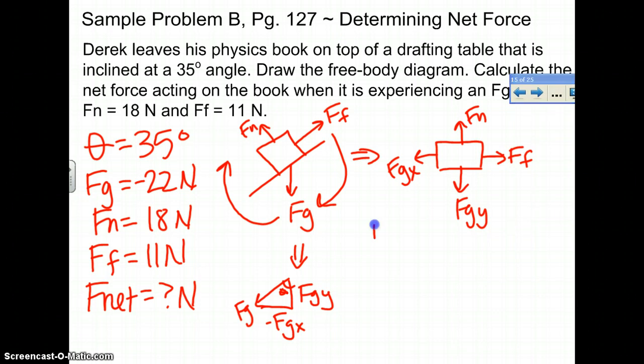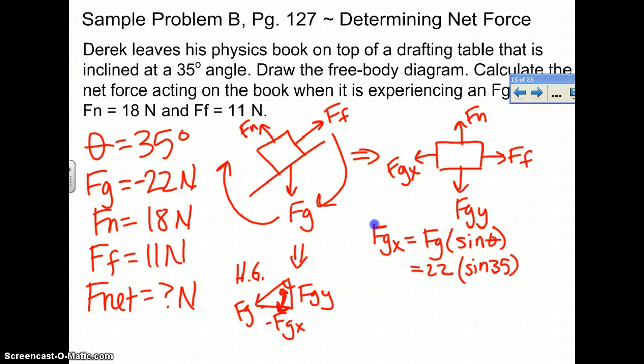So we need to solve for FG of X. FG of X is going to be F of G times, well, how's it working, guys, in relationship to theta? This is an example of an hourglass triangle. So your FG of X is going to be sine theta. Whereas your F of G is 22, sine 35. Make sure you're in degrees and not radians. That's going to give you negative 13 newtons for your FG of X.